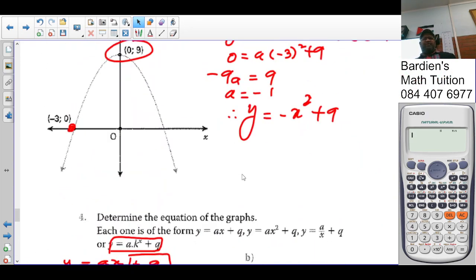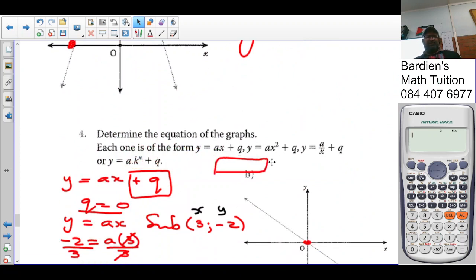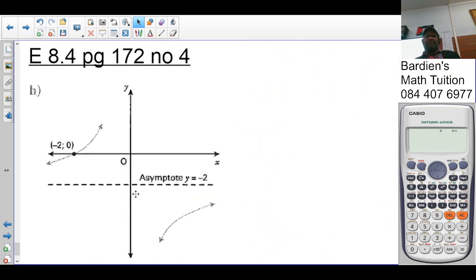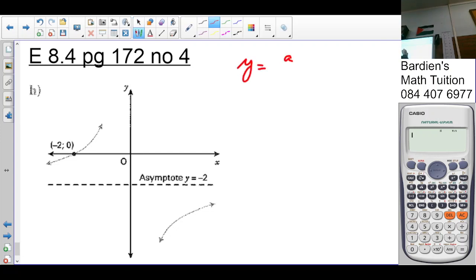Which one of the four cases would this be? Hyperbola. How do we know it's hyperbola? It has two asymptotes, horizontal and vertical asymptote. The equation is y equals a over x plus q.